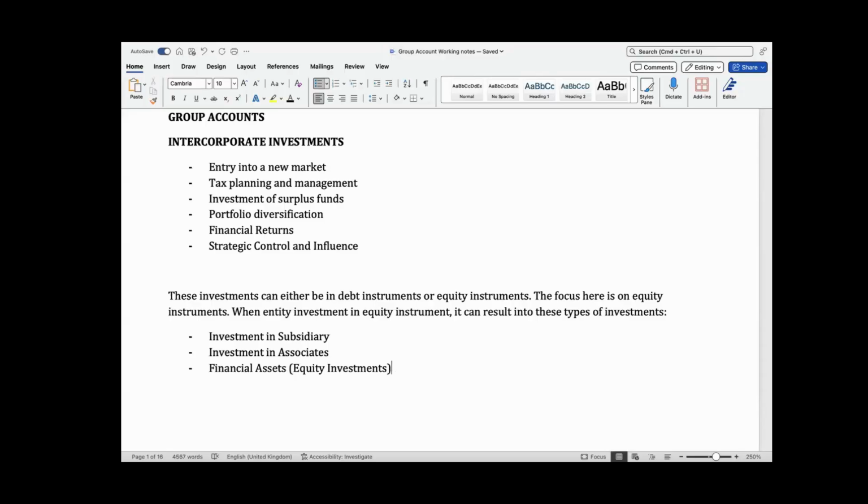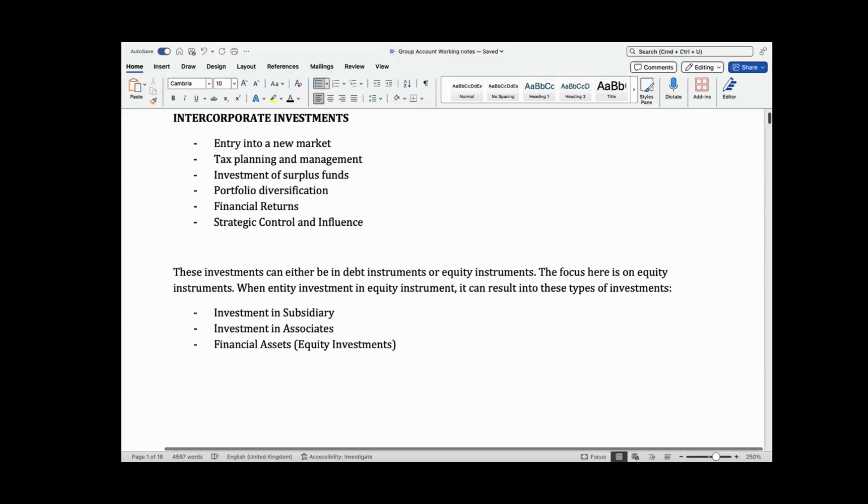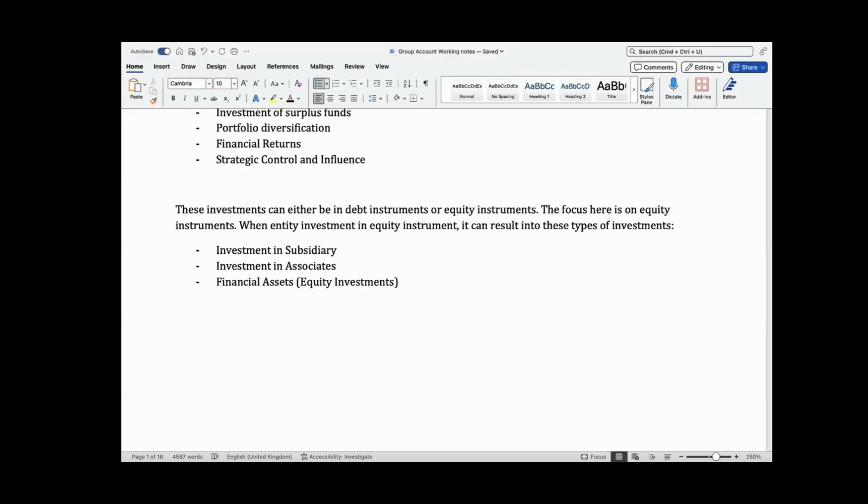So our focus for group accounts is majorly investment in subsidiary and investment in associates. I have already taught you financial assets under IAS 32 and IFRS 9. I've already taught you that. So today, we want to go a little beyond that, which is investment in subsidiary and investment in associates.